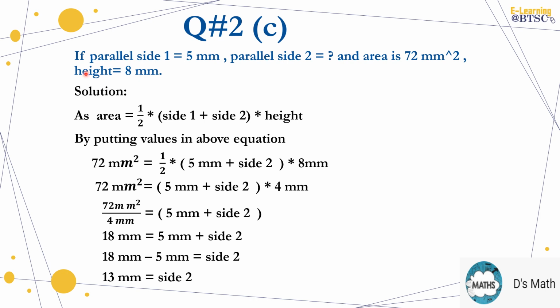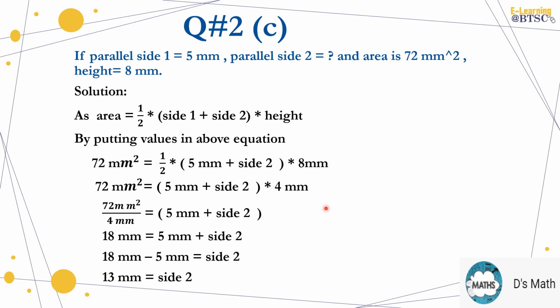First we will use the formula of area. Then, with the same steps, we will replace the values that are given inside the formula. We are given the area, so we will place the area on the left hand side. We are given the length of side 1, that was 5 millimeter, and side 2 was unknown, so I have kept side 2 as side 2, and height was also given, that was 8 millimeter. Now in the next step, I see, can I cancel 8 millimeter with 2?